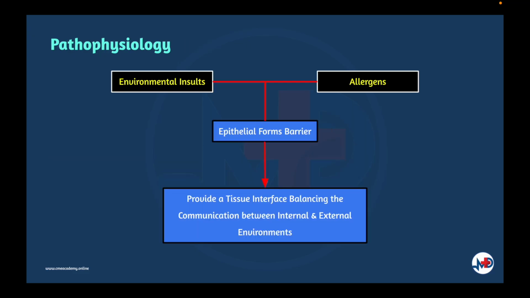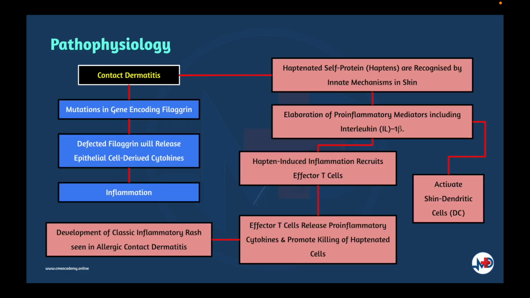Physiologically, the epithelium forms a barrier to protect itself from environmental insults and allergens. It provides a tissue interface balancing the communication between the internal and external environments. In contact dermatitis, there are mutations in the gene encoding filaggrin, which is a key epidermal barrier protein. Filaggrin defects will cause release of epithelial cell-derived cytokines including TSLP, interleukin-25 and interleukin-33, leading to inflammation. Small organic molecules that are chemically reactive, also known as chemical sensitizers, will bind with self-proteins to generate immunogenic neoantigens through a process termed haptenization.